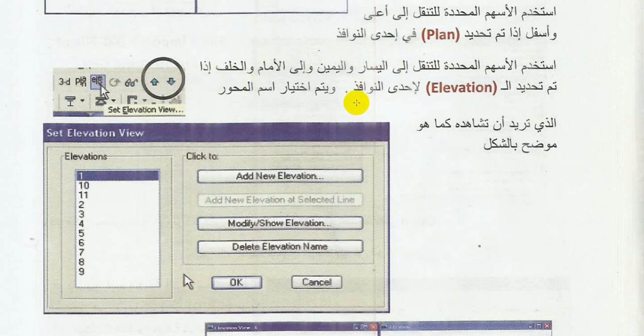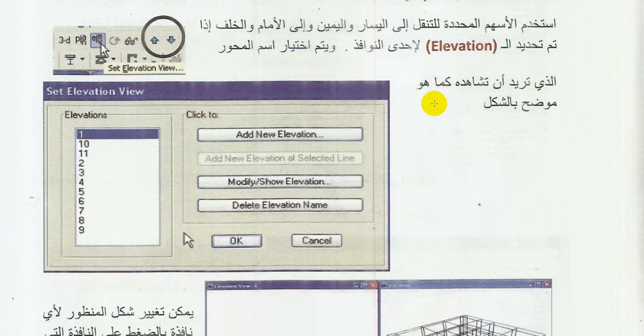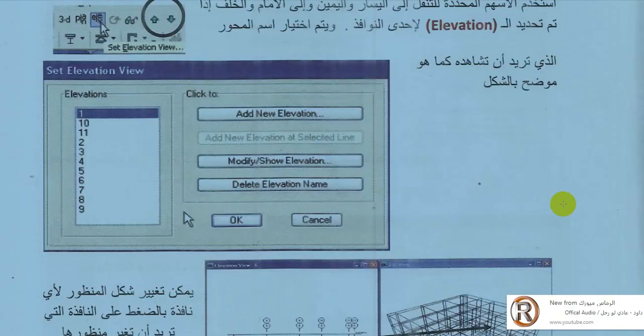Then identify the elevation for any window that is available, and select the name of the axis you want to watch, as illustrated by the following figure. Add new elevation, modify show elevation, modify all show elevation by the following steps, and then delete the elevation name, or not delete here. Insert the elevation name. Go.